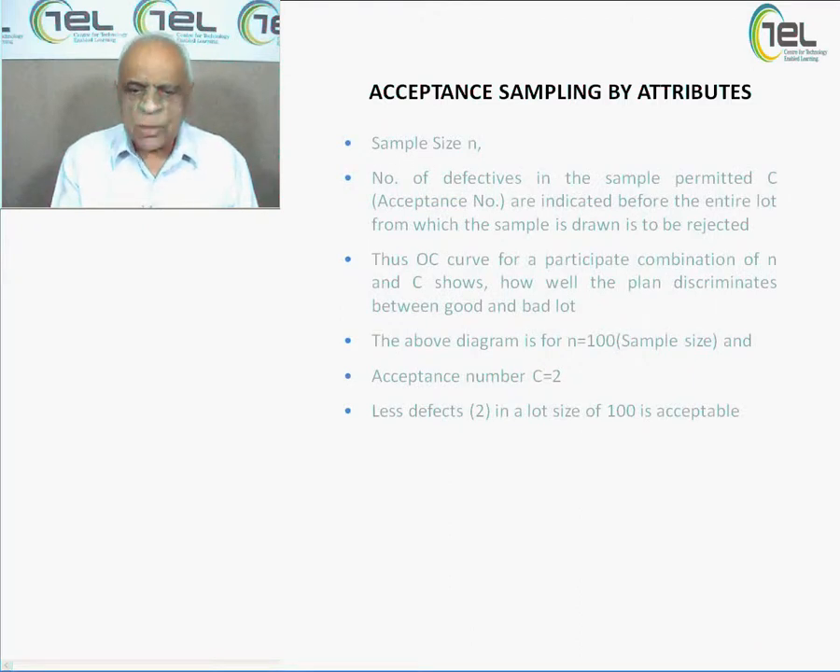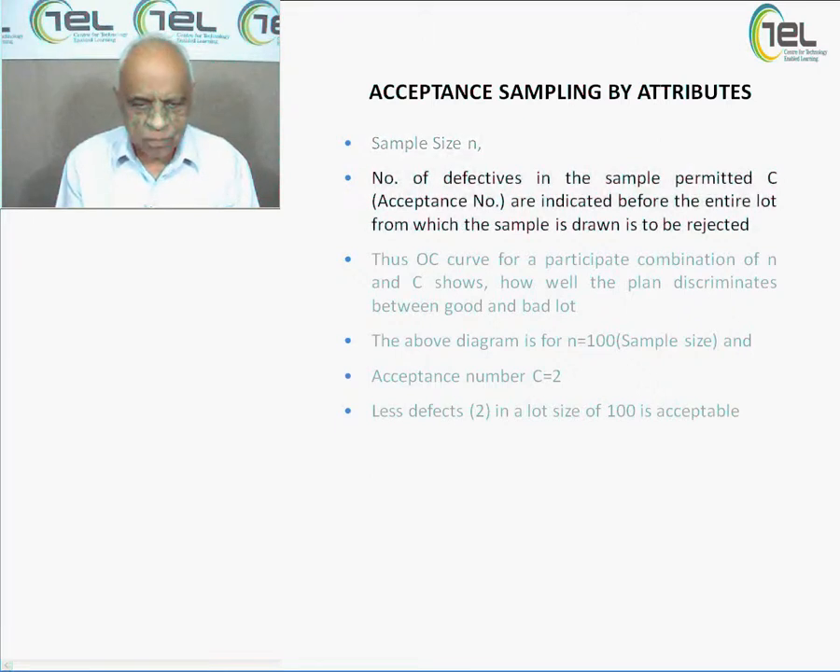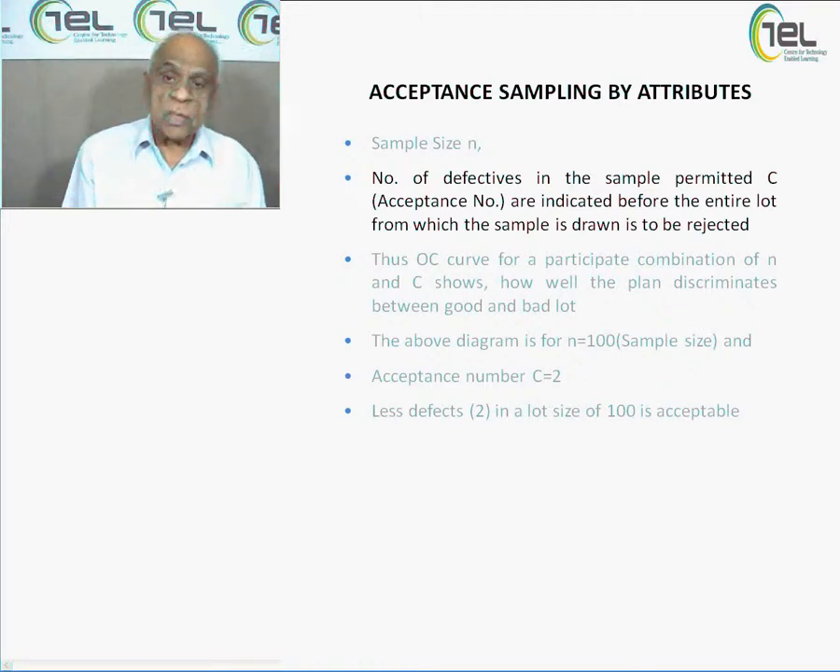Now, acceptance sampling by attributes. We have taken sample size, which is n. The number of defectives in the sample permitted, c, that is the acceptance number, is indicated before the entire lot from which the sample is drawn is rejected, because we have to take each lot into consideration, and we have to take a sample size, and we have to decide the acceptance number, after taking out rejections and other factors into consideration. So once you decide the sample size and the acceptance number, we will see how the sampling is done as per the graph.